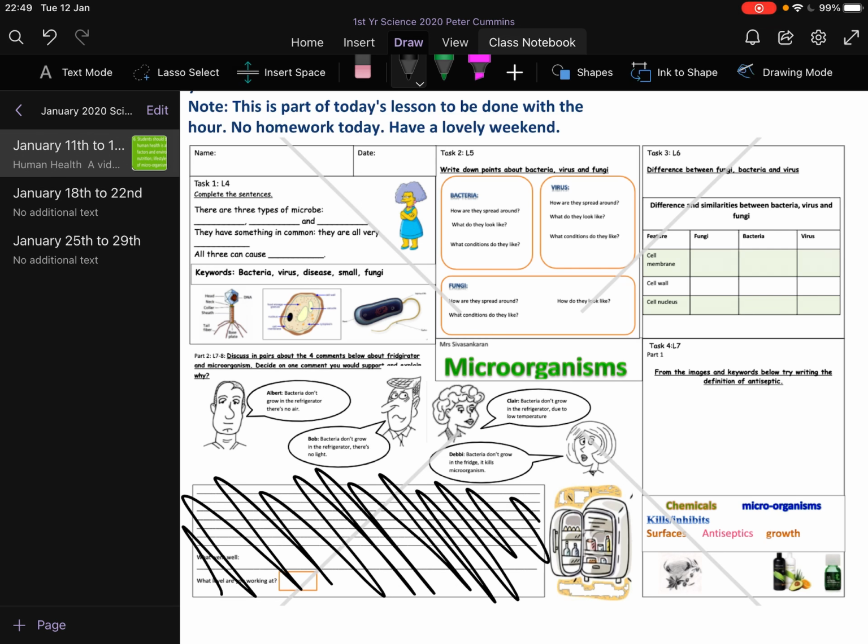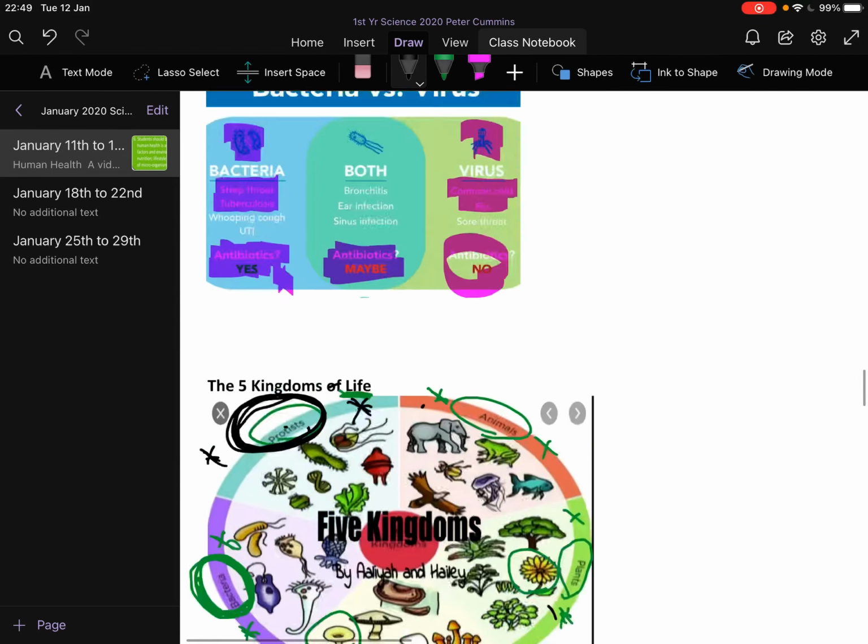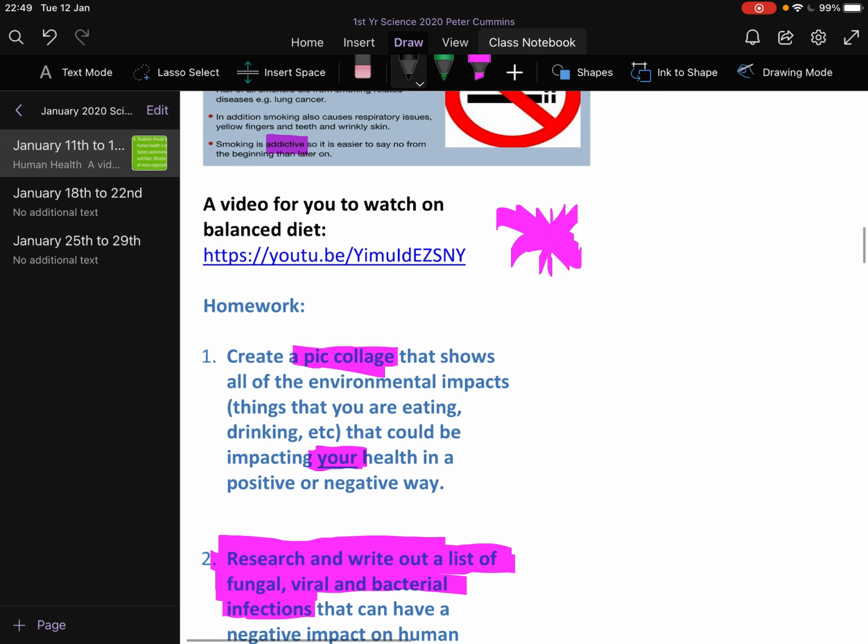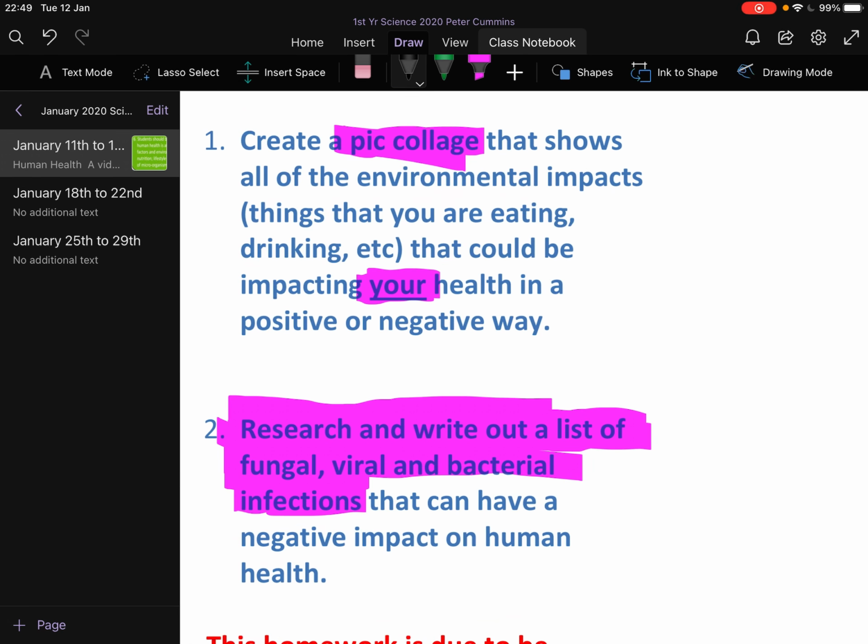That should be done as part of the lesson because we don't have homework in the 2nd class of the week. The one thing I definitely want you to have done in your homework this week is these 2: your pic collage and your list of fungal, viral and bacterial infections. And what we're going to do next week is go on and look at a bit of inheritance. So not environmental factors that can affect health, but genetic conditions and so on that can be inherited from parents that could affect your health in a negative way and in a positive way.